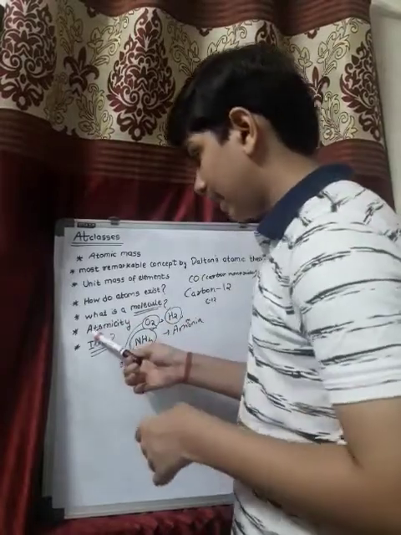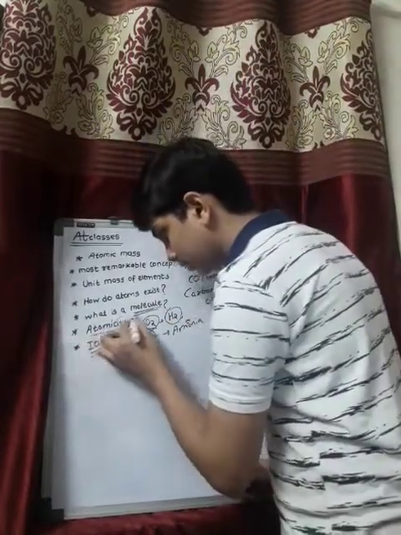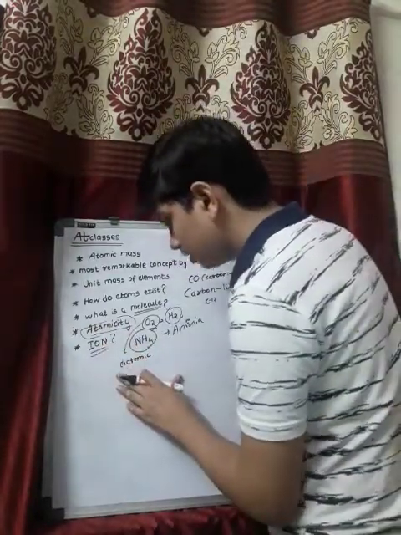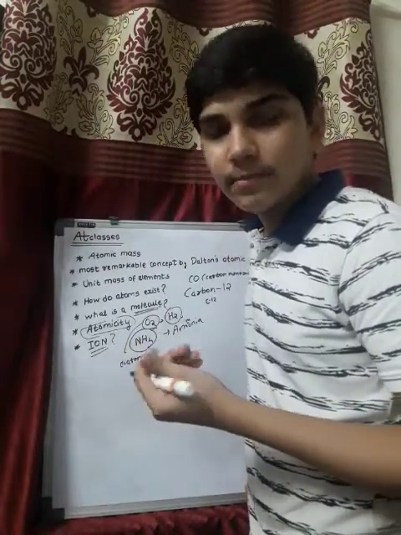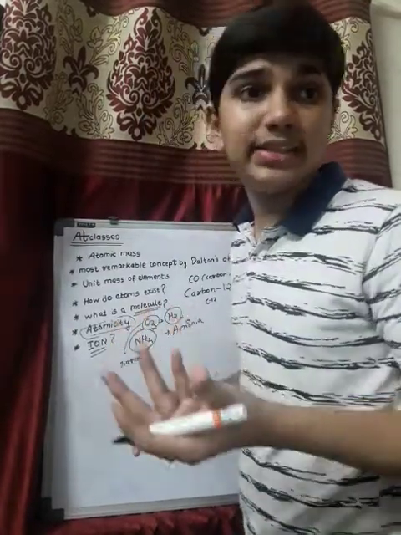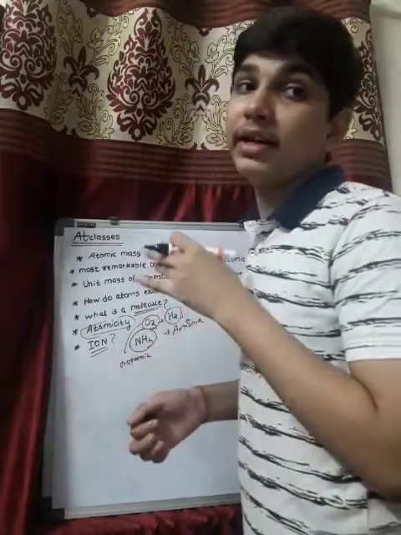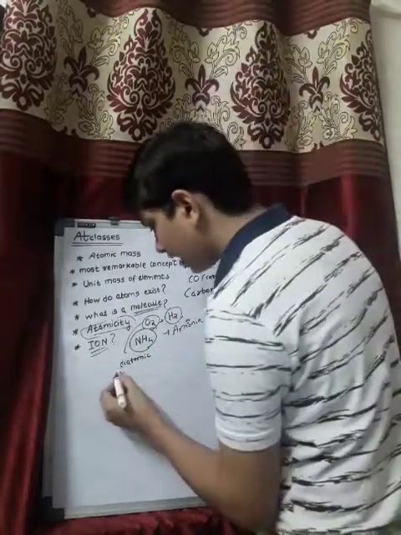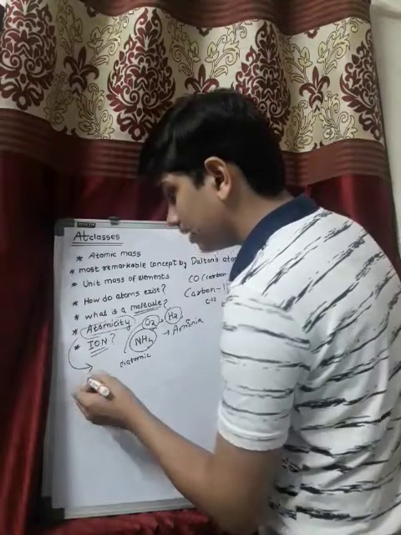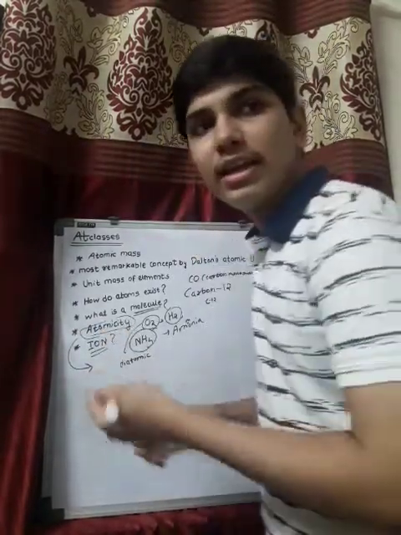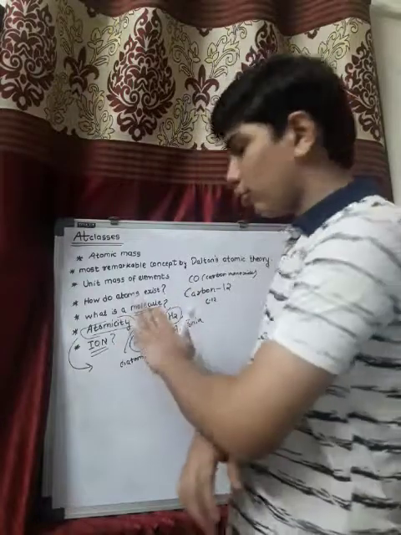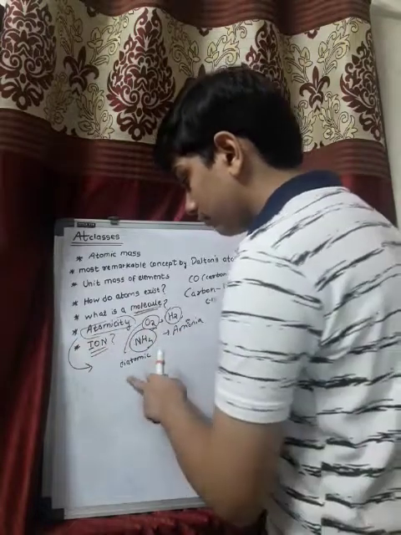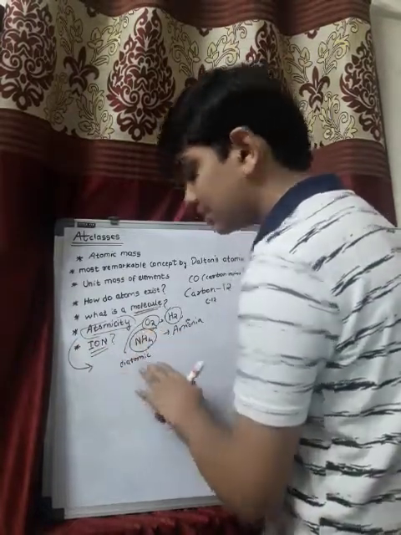So now what is atomicity? I had written a name here, atomicity. Atomicity of an element means how the element exists in nature, whether it is tetraatomic, diatomic, monoatomic, or polyatomic. For example, if I ask you what is the atomicity of O2 or oxygen, you will say the atomicity of oxygen is that oxygen is diatomic.